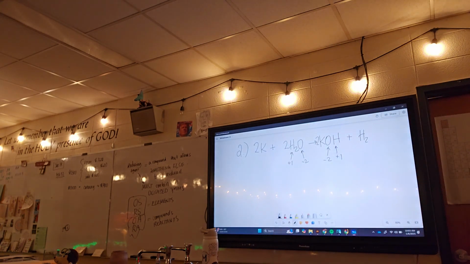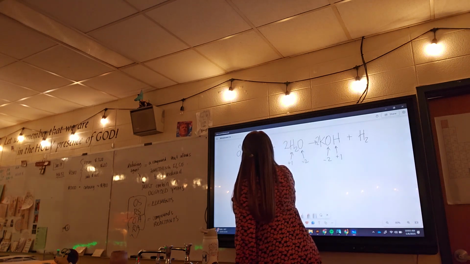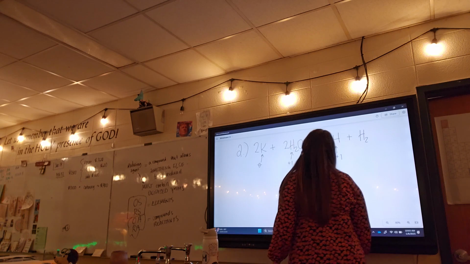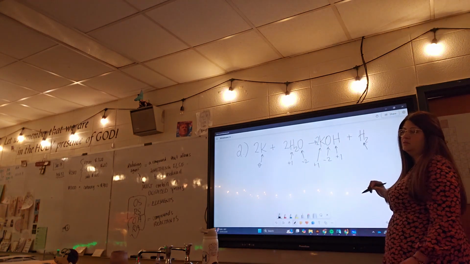Okay, so then what about K? What about K on the left? The K on the left is 0, +1, and +1 it is on the right. Good. That makes sense though. And what is the H2 oxidation number?